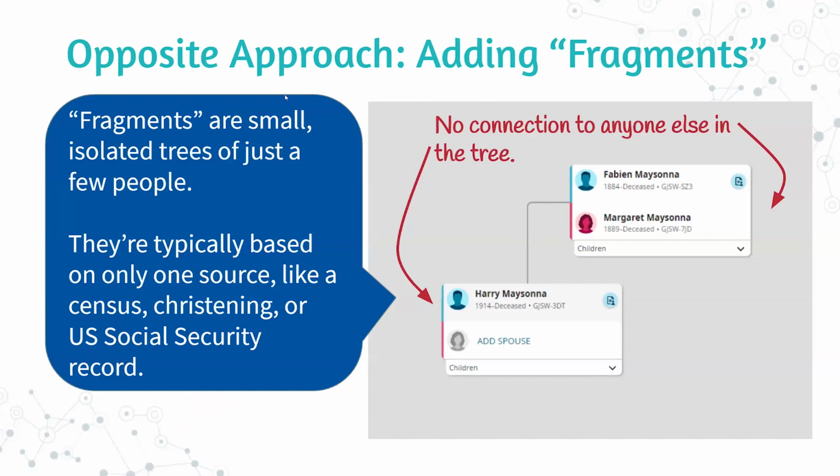Fragments are small, isolated trees of just a few people, and they're typically based on only one source, like a census or a christening or a U.S. Social Security record. Here is an actual fragment that was created in Family Tree from the 1920 U.S. Census. And notice that it's just like a little floater out there. It's floating without any connection to a descendant or any connection to an ancestor.